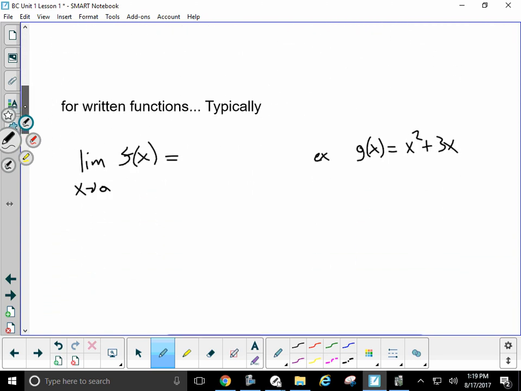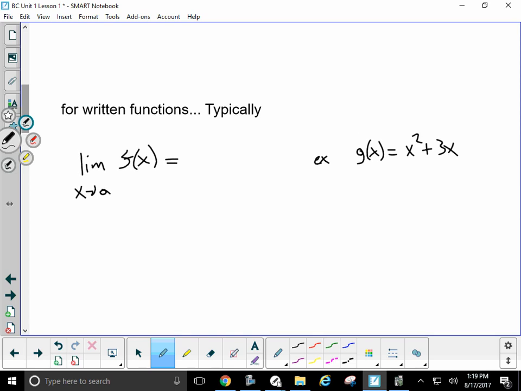And let's go here to the next part, written functions. Typically, just like we talked about, limits and function values agree with each other. If I ask you the limit as x approaches a of f of x, it's typically f of a.